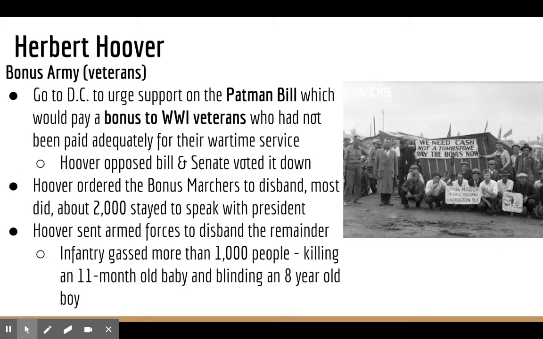Okay, this is the last topic for Herbert Hoover. This is actually an incident that occurred towards the end of his presidency. There was a group of people called the Bonus Army.